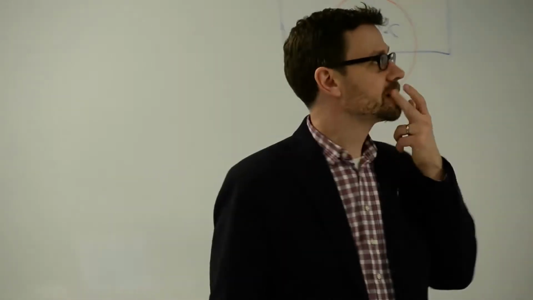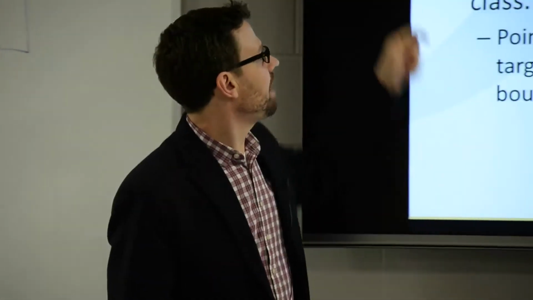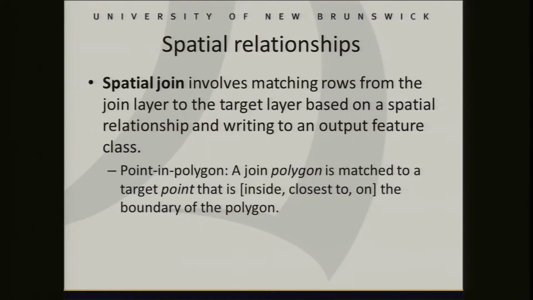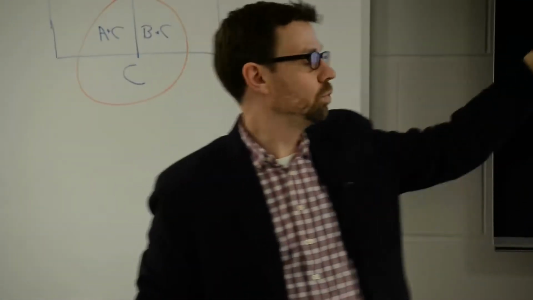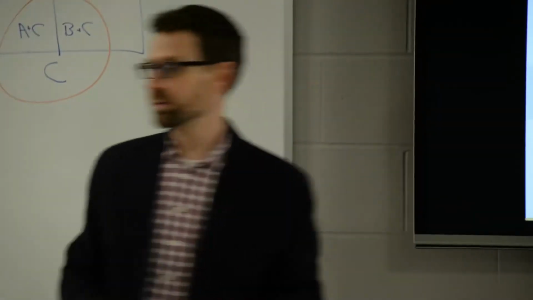Another thing we can do is what's called a spatial join. That's where you're matching rows from one layer to a target layer in another spatial entity. So here I have an example of all the points that are within these polygons. So these 2 points also are linked to this polygon attribute. These 2 points are linked to this polygon attribute. So we can then link our tables based on where they're located in space. We're going to do this one as well.